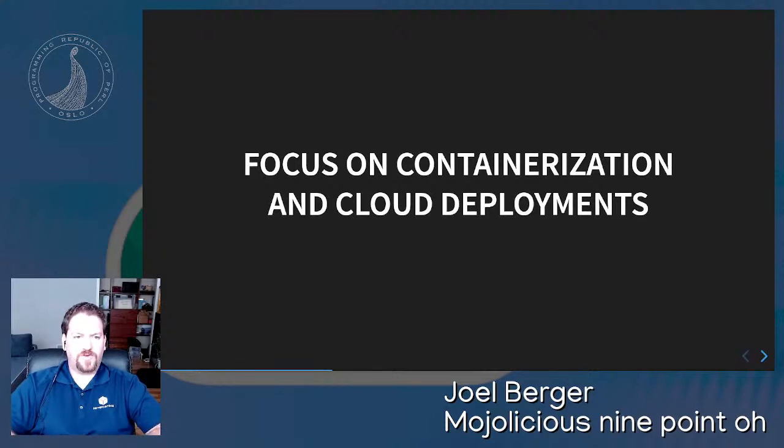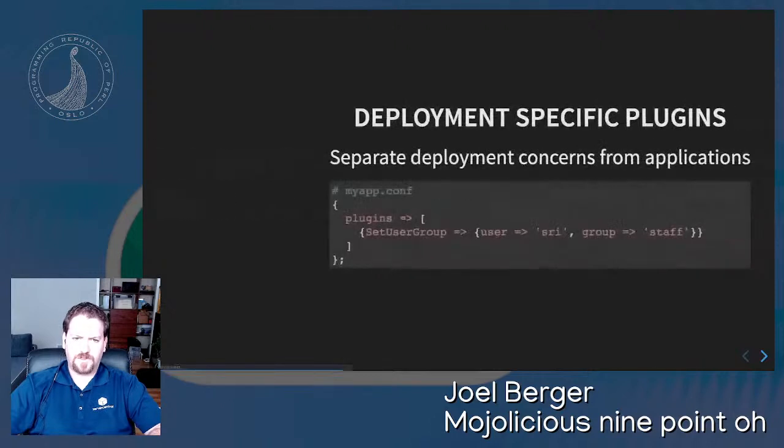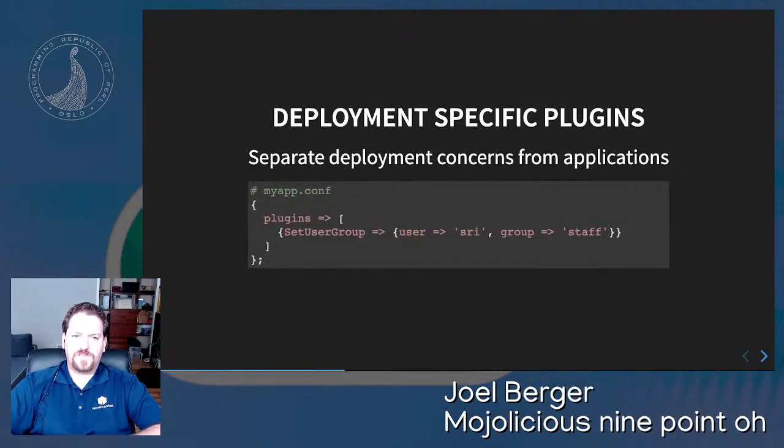Moving even further away, we've added a focus on containerization and cloud deployments. We've decided really to care to make it easy for people to use Mojolicious in containerized and cloud environments. One of the first things we've done is we've added a deployment-specific plugin handling. It's basically still like plugins that you're used to, except these are plugins that you can load from configuration. And you might ask why you do that. Well, imagine you're trying to deploy a prepackaged application.